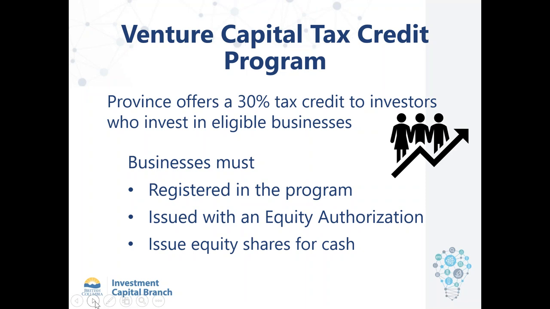And we do this every year. So every business that is registered in the program and wants to raise money in the next 12 months has to apply, and we would issue an equity authorization if it was in compliance with the program's requirements. So it's the right for the company to go out and raise investment from investors. And it can be any amount of money. It could be, say, $10,000, or it could be several million dollars, $5 million, $7 million.